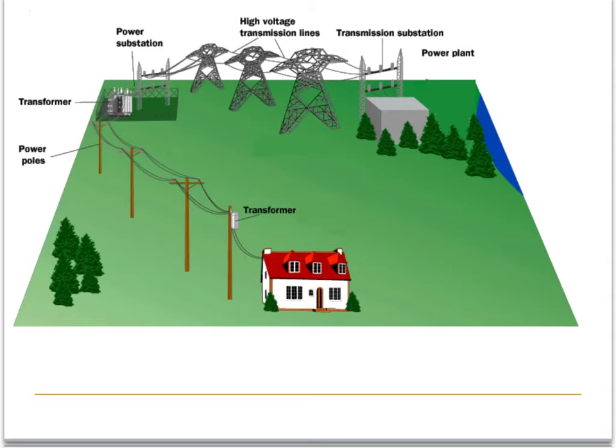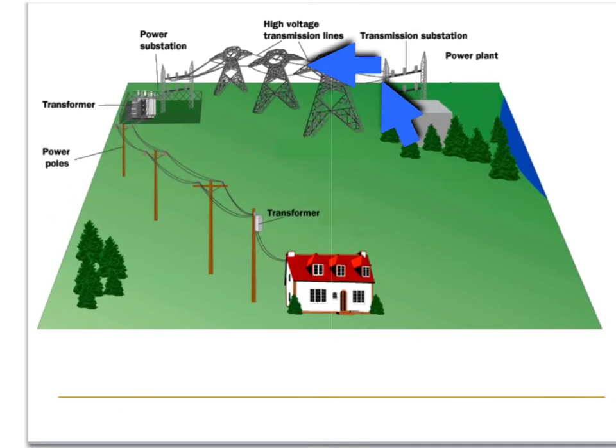Let's track the electrical power. The electrical power starts at the power plant and goes to a transformation substation. From there, it goes through high voltage transmission lines. The high voltage transmission lines feed into a power substation.